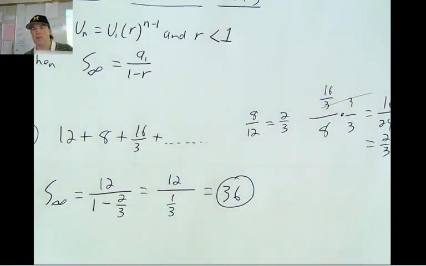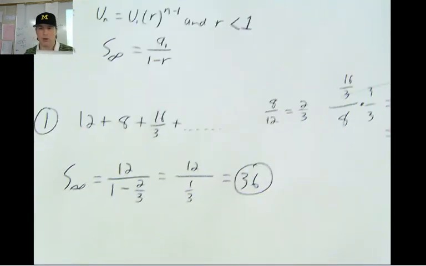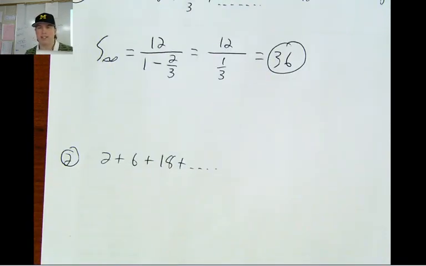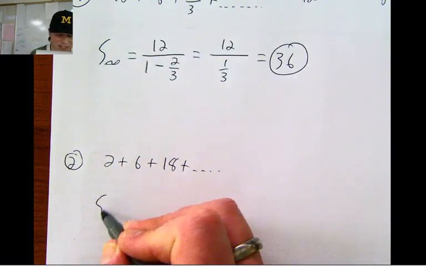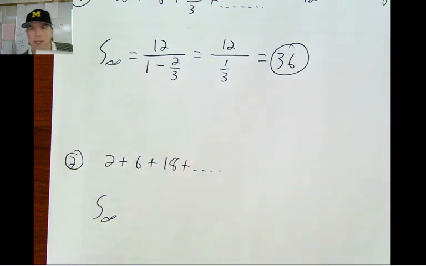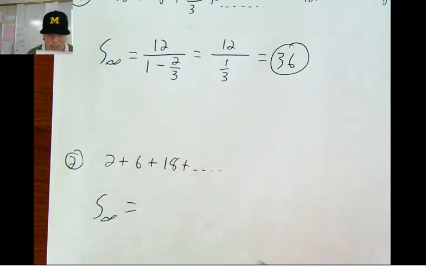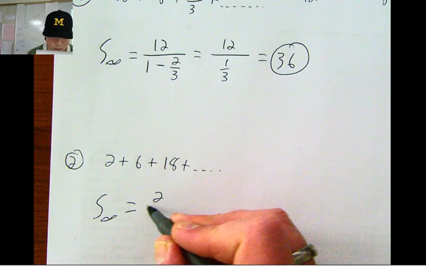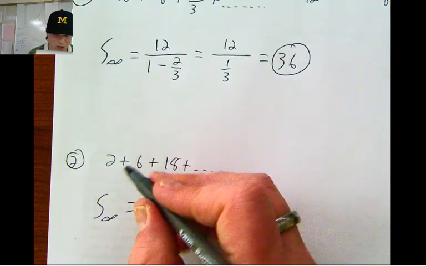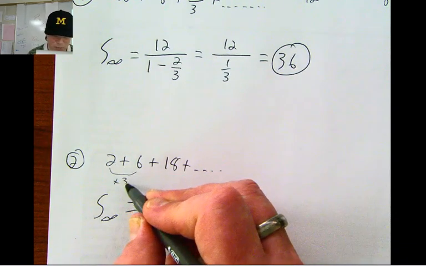All right, number 2. Now, number 2, landmine problem. 2 plus 6 plus 18. Oh, okay, it's geometric. It's going dot dot dot. They want the s infinity. Do you know what the problem is? There's a big problem with what I'm doing right now. See if you can catch what this big problem is. a1 is 2 over 1 minus the r. Looks like we're multiplying by 3.